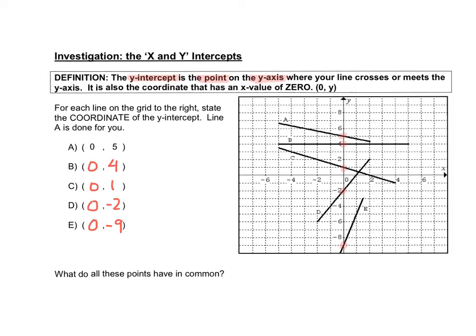So what do all of these points have in common? For all of these points, x is always 0. So the coordinate for writing the y-intercept is always written as 0, y, and we represent it by the letter y because y could be any number depending on the line.